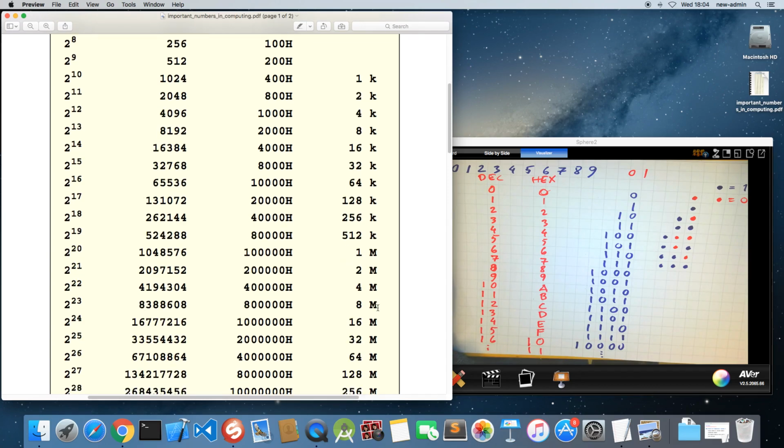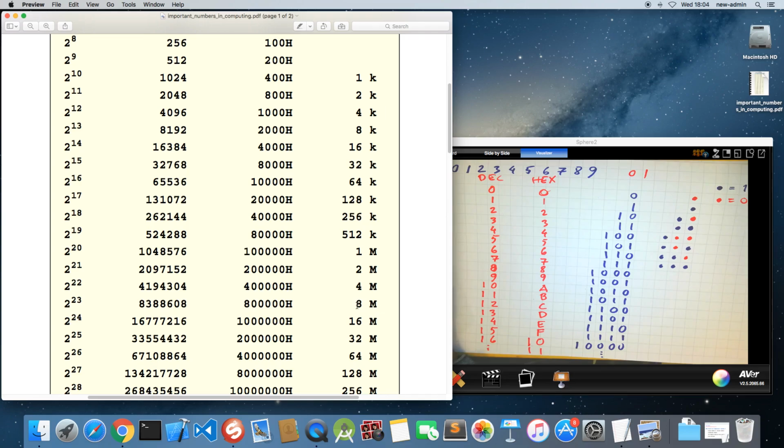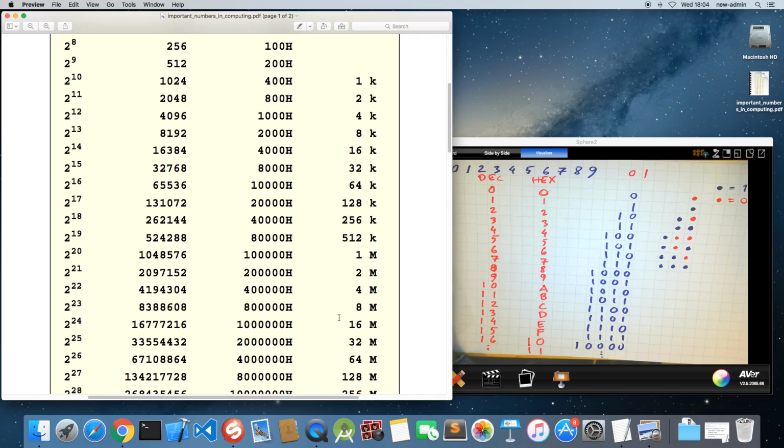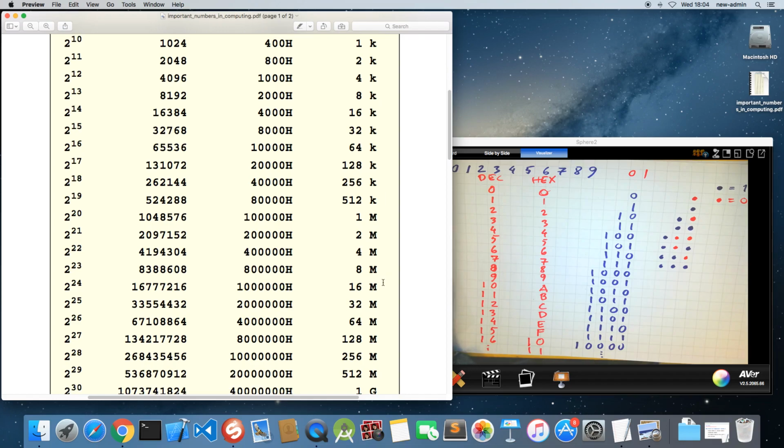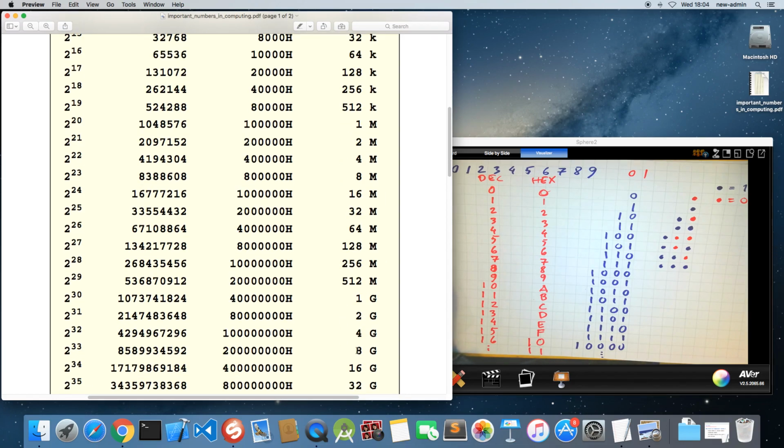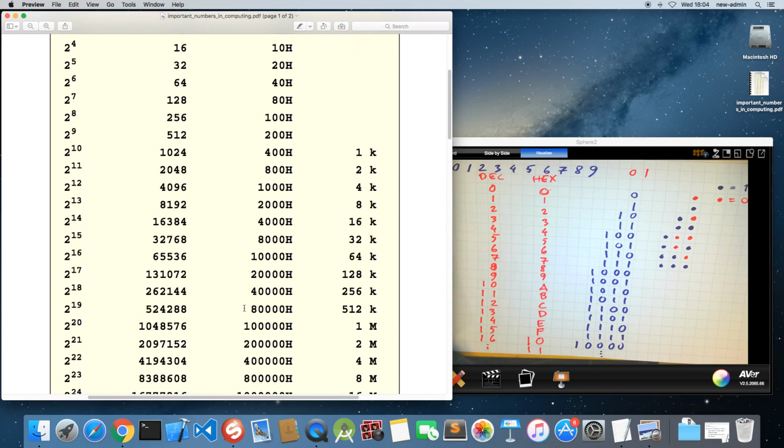So in this table you can see that, for instance, you might have in your computer a memory that is 8 gigabytes. That would mean that there would be that many bytes of memory in your computer. So I think after this we can start speaking about the computer memories a little bit.